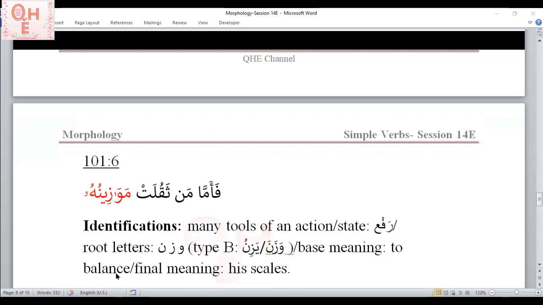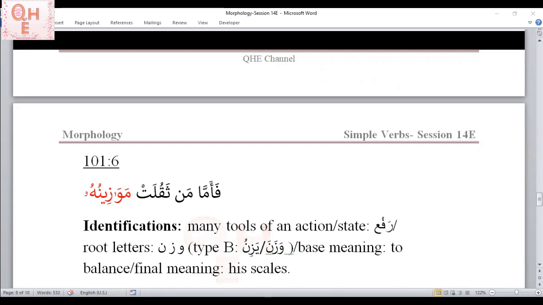Base meaning: to balance. So the final meaning, there is a dhamir here, which means like his. So we're going to say his scales. A scale is a tool used to measure something or balance something. So over here, scales is used because this is a plural word.